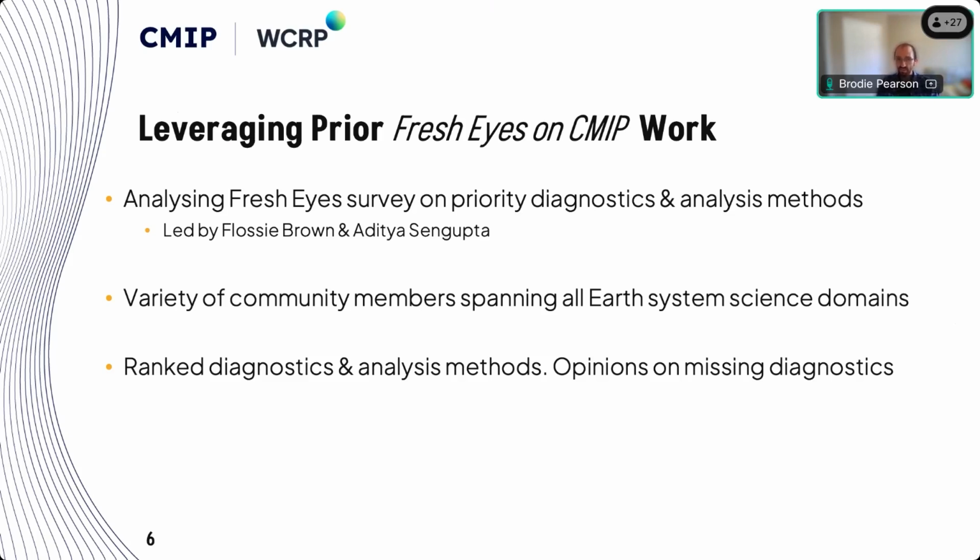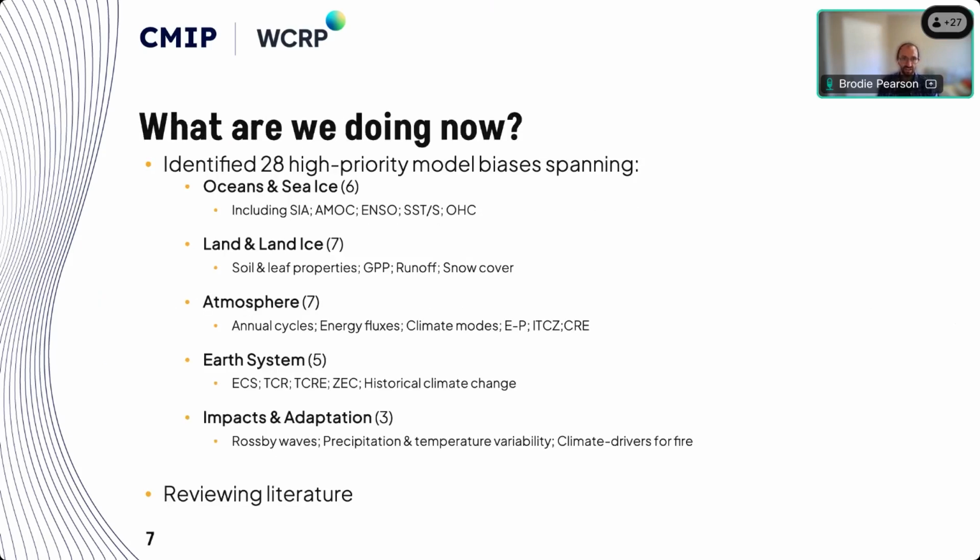And from all that information that we got from this survey, we constructed a list of 28 high priority model biases. Subgroups of members of the project are looking at each of these biases, and we've broadly categorized the 28 model biases into each of the domains of the Earth system. So from an oceans and sea ice perspective, we're looking at things like sea ice anomaly, large-scale ocean circulation, and properties like sea surface temperature and ocean heat content.